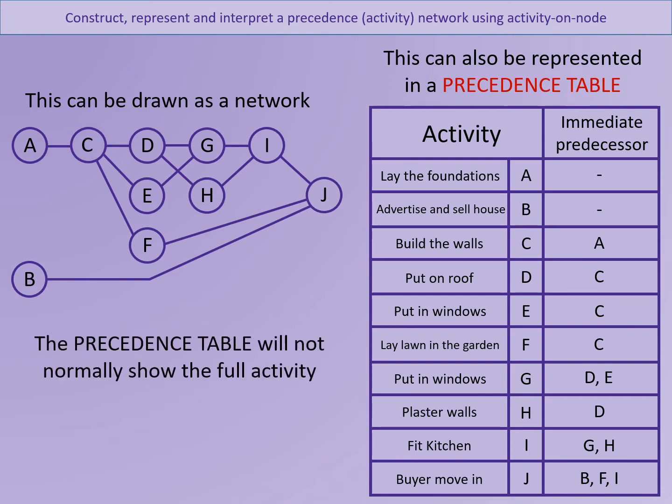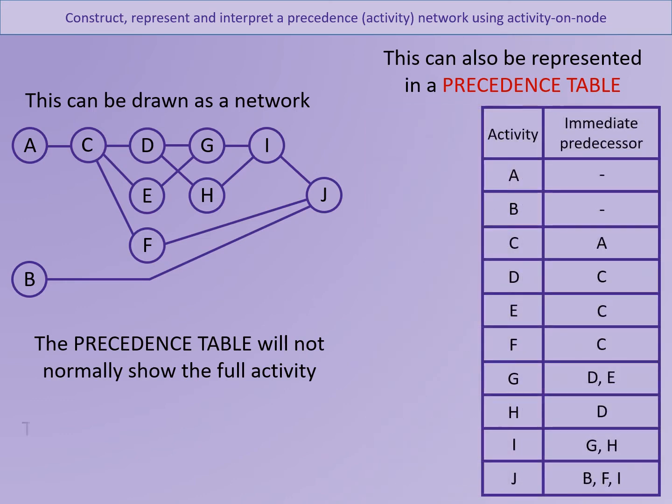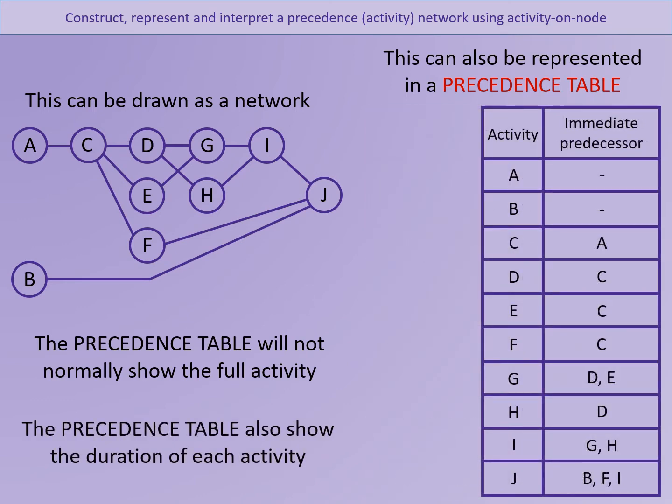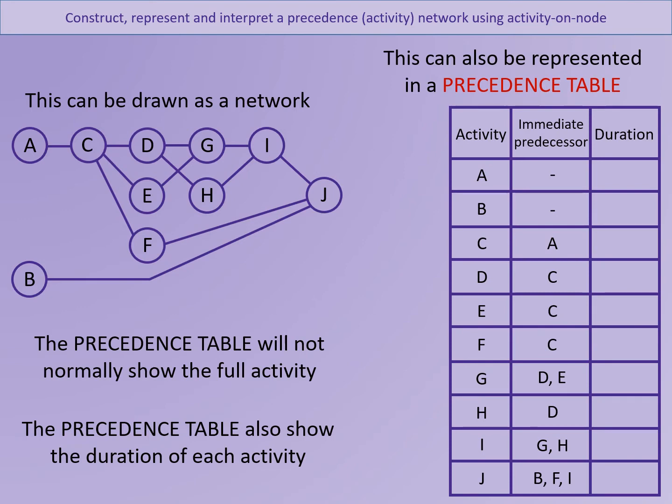So the precedence table doesn't usually have the names of the activities in. It does usually have the duration of each activity. So the length of time it takes, this can be in hours or days, as long as it's consistent. So the duration for each of these activities is shown here.